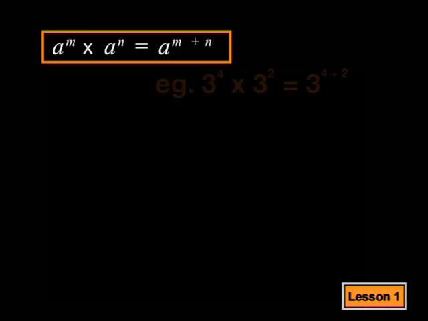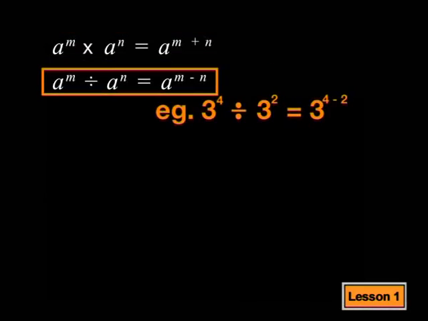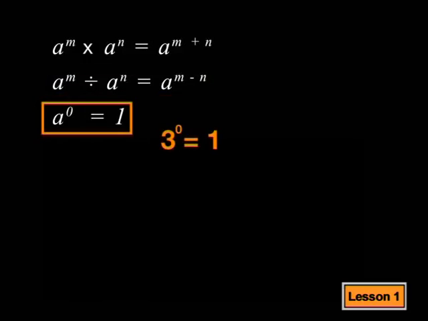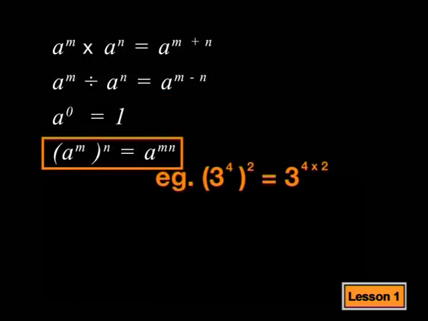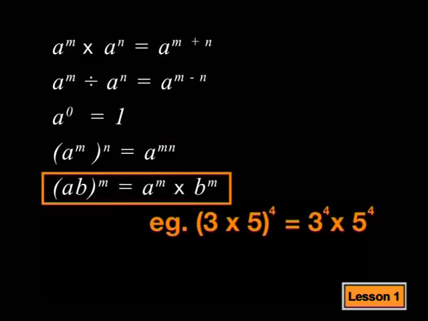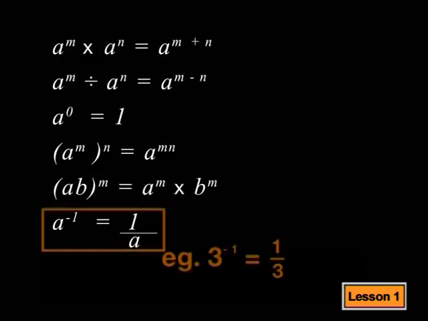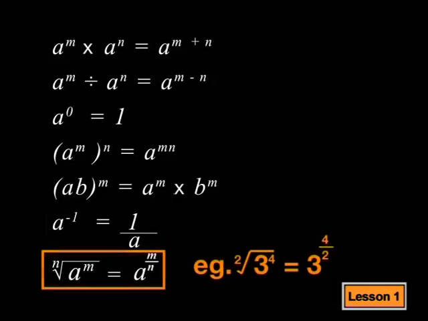Sure. If you multiply like bases, you add the exponents. If you divide like bases, you subtract the exponents. Anything raised to the power 0 is equal to 1. And if you raise a power to a power, you multiply the powers. If two bases are all raised to a common power, then both bases take the power. If you have a negative power, you divide 1 by the base, and then you can make the power positive. And if you take the root of a number, you divide the powers.